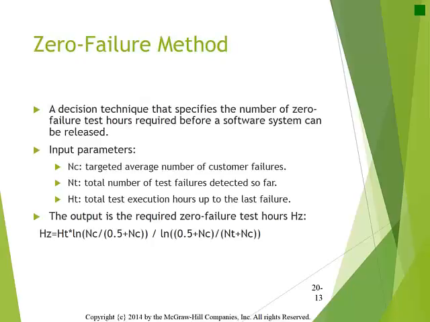The zero failure method is a technique that specifies the number of zero failure test hours required before testing can cease and the system can be released. The input parameters into the formula that calculates the number of zero failure hours are the targeted average number of customer failures in C, the total number of test failures so far detected in T, and the total test execution hours up to the last failure HT. The formula is below.